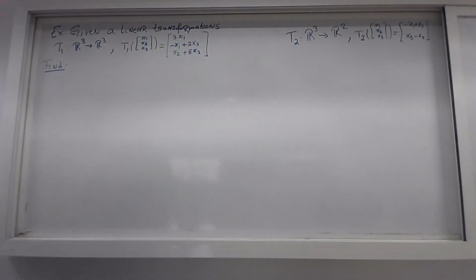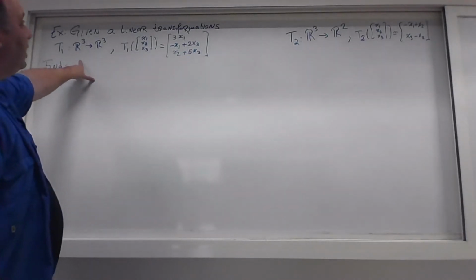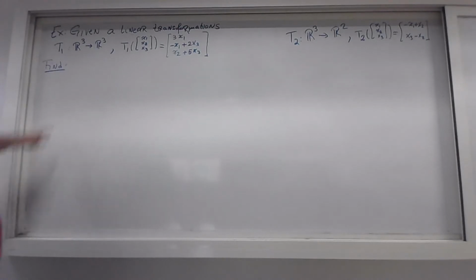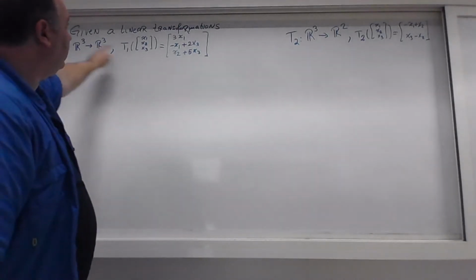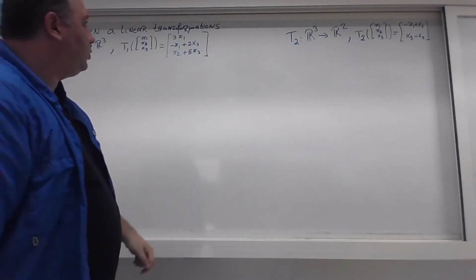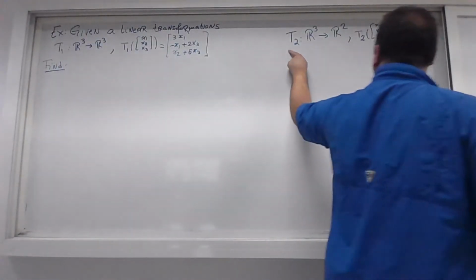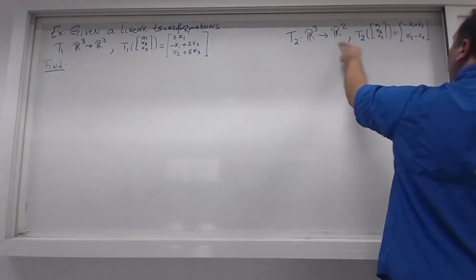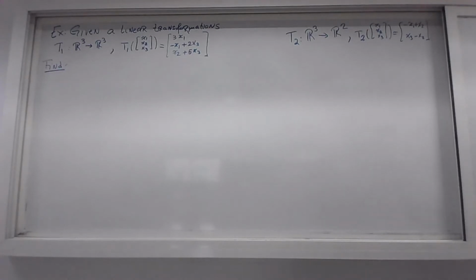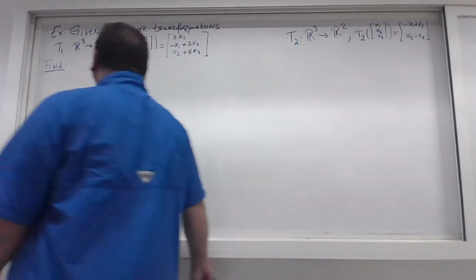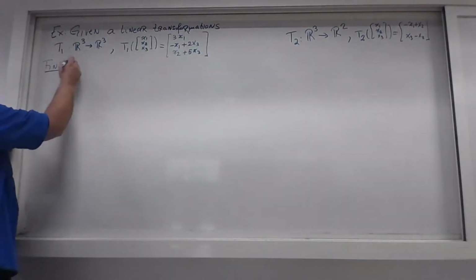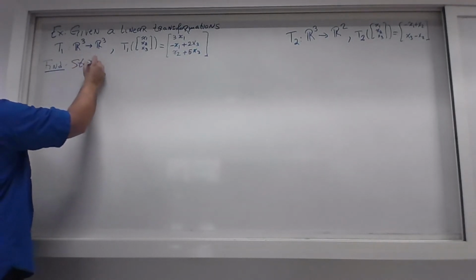Here we have another example. We have this time 2 linear transformations. One is the operator from R3 to R3, given by this expression here. And the other linear transformation goes from R3 to R2, and this is the formula for it. So first thing, let's try to find the standard matrices for each one.